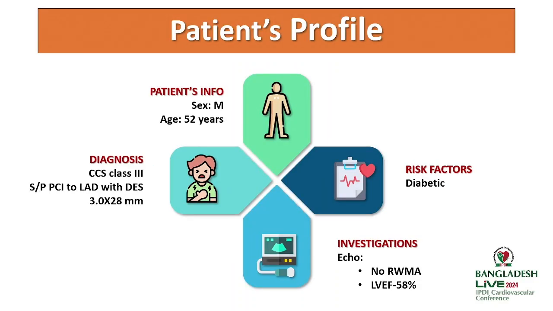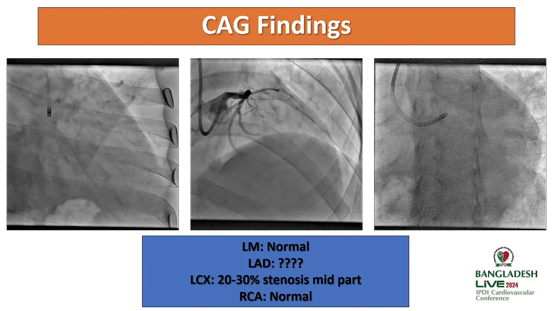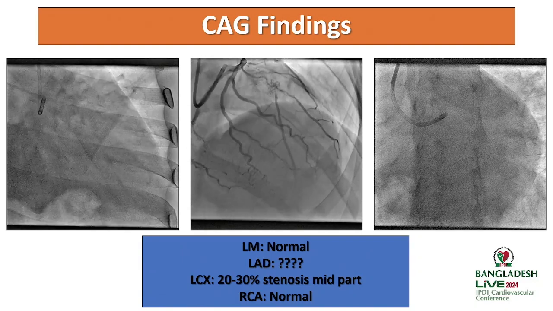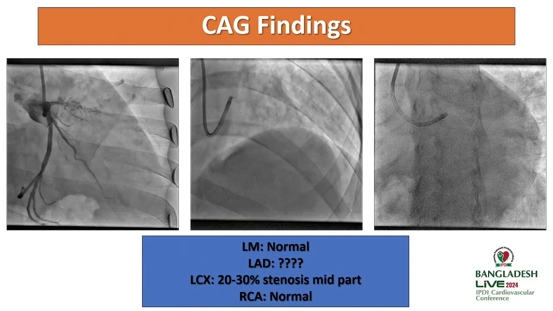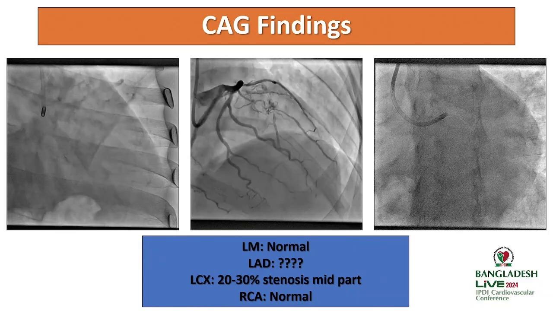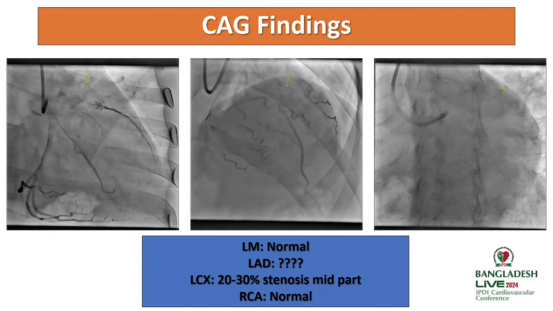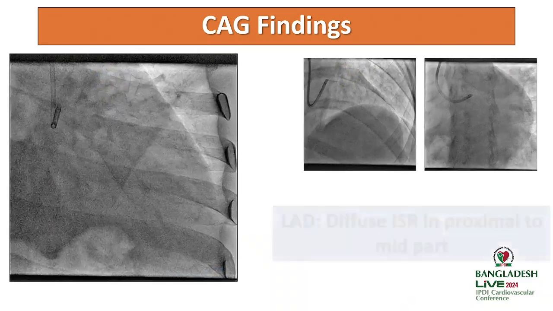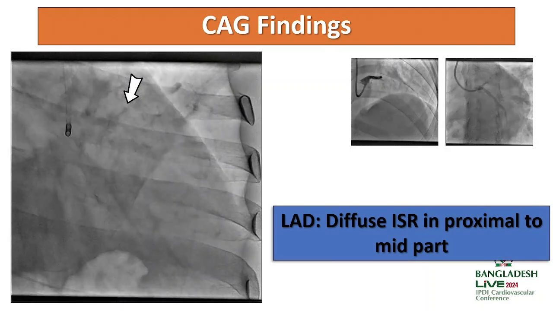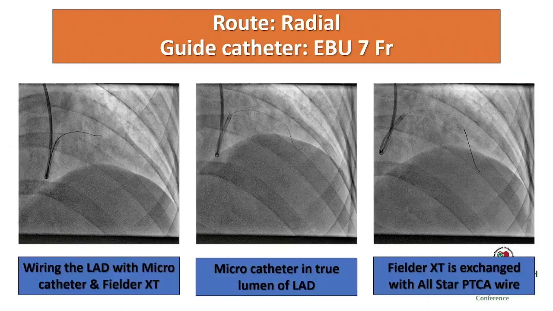My another case, a 52-year male, diabetic, presented with CCS class 3 angina, had PCI to LAD with a DES 3 into 28 mm, 6 months back. His echo was normal, and CAG finding: left main was normal, LCX stenosis 20 to 30%, and the mid part of RCA was normal, but there is something in the LAD proximal. There is a diffuse ISR in the proximal to mid part of the LAD.